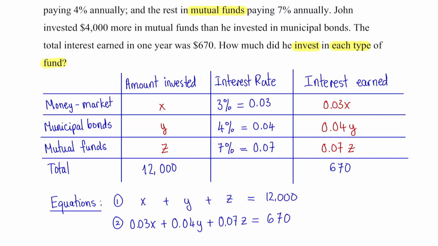And from this sentence, they say John invested $4,000 more in the mutual funds than he invested in the bonds. What does that mean? It means that for whatever amount that he invested in the bonds, he will invest $4,000 more in the mutual fund. So basically, z is $4,000 more than y. So z is equal to y plus 4,000. And that is my equation 3.